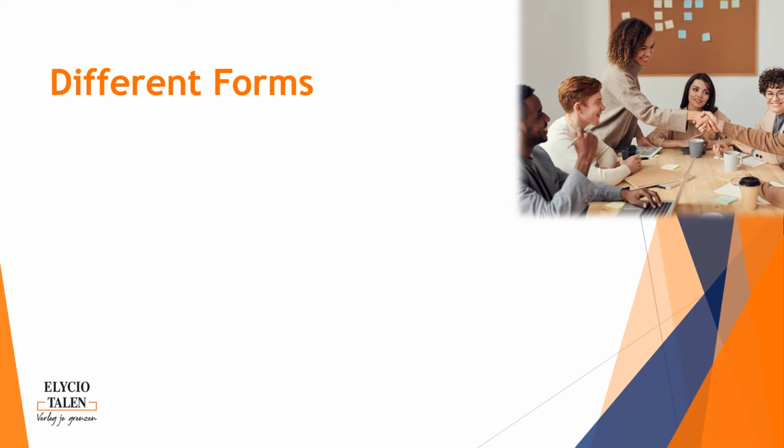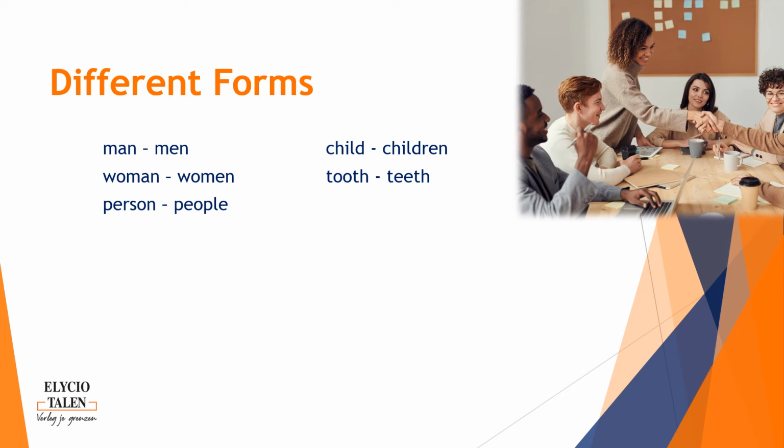So, we also have different nouns that form different forms when they take a plural form. And you probably remember them from when you first studied English. For example, man, men, woman, women, person, people, child, children, tooth, teeth, foot, feet.